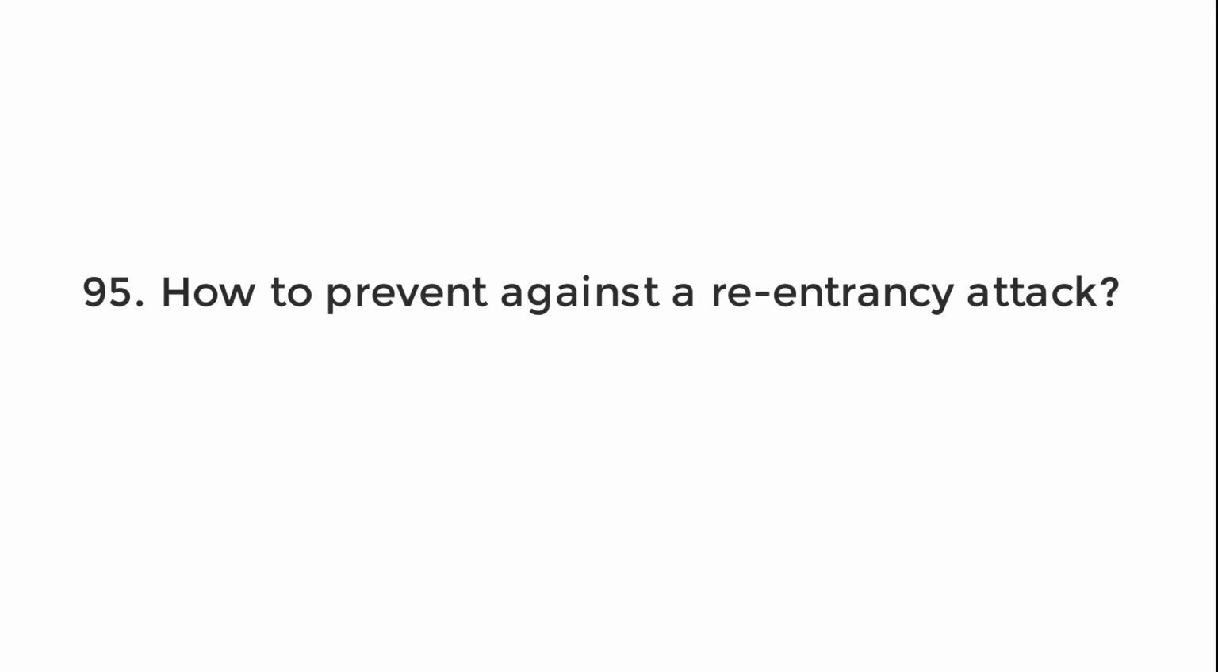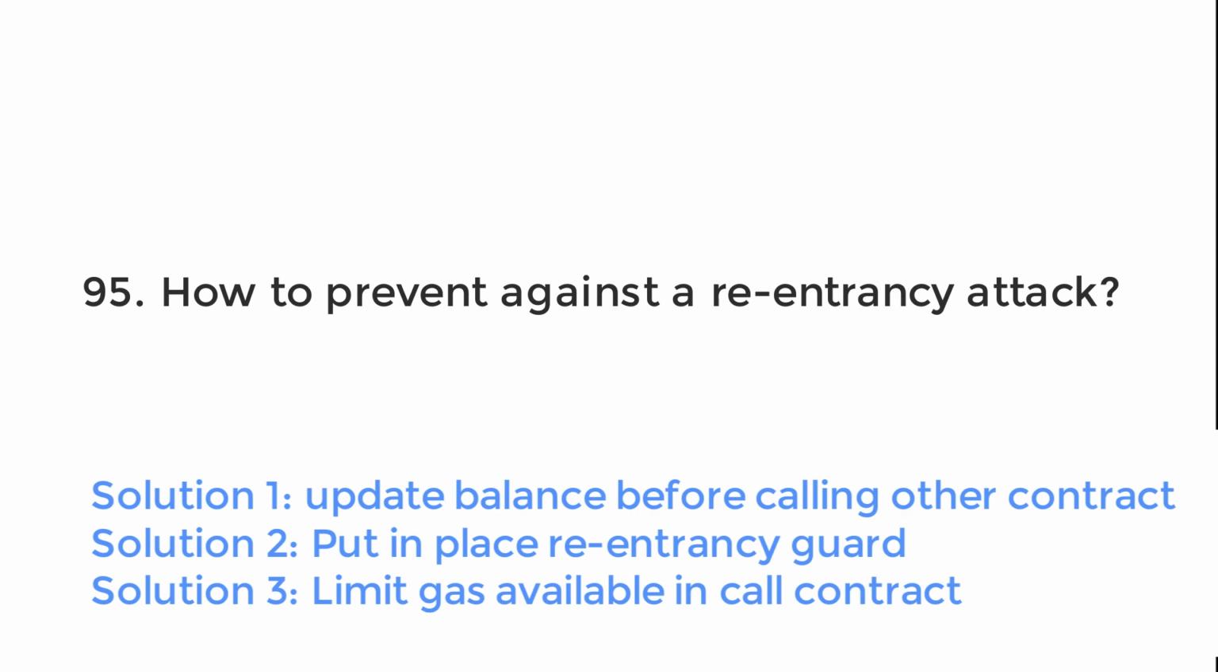How to prevent a reentrancy attack? There are several solutions. The first solution is to decrease the balance or do other state variable updates before you call another contract. The second solution is to put in place a reentrancy guard. You can find an example of how it works in the OpenZeppelin framework. And finally, you can limit the gas available to the called contract. This way, if the called contract is trying to do an attack, it doesn't have enough gas to do this. If you send ether using the transfer function, this is done automatically for you.